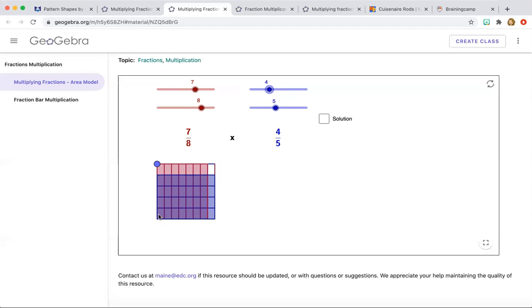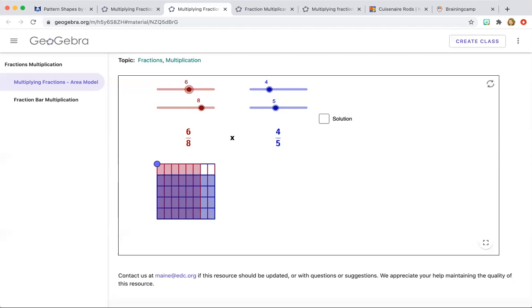And we want 1, 2, 3, 4 here, and then 7 across. A 4 by 7 overlap is what we're seeing here. And you can click the solution and you can simplify it if you'd like. But this is what's happening here.